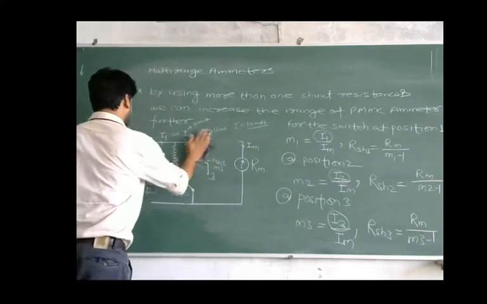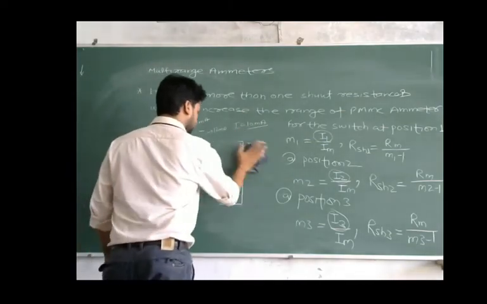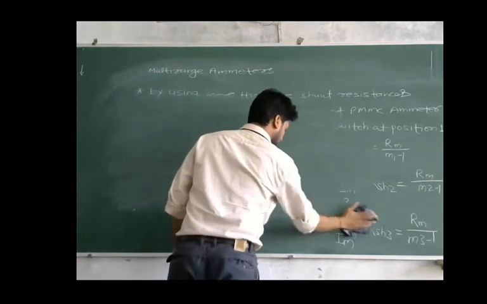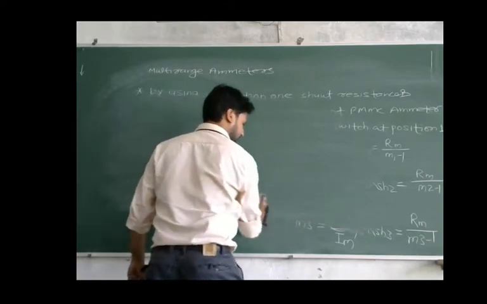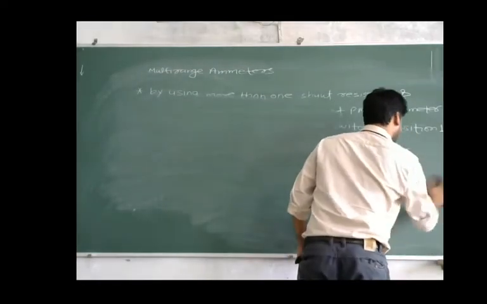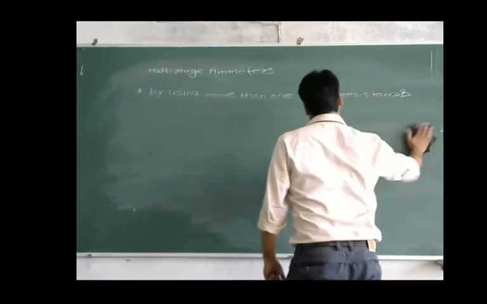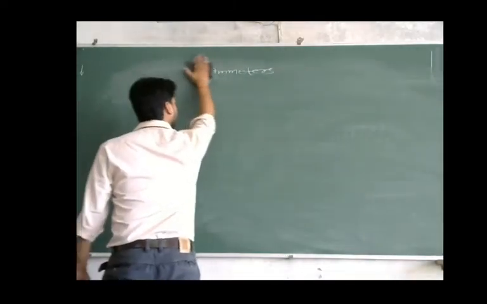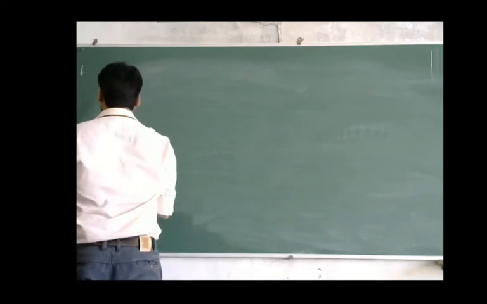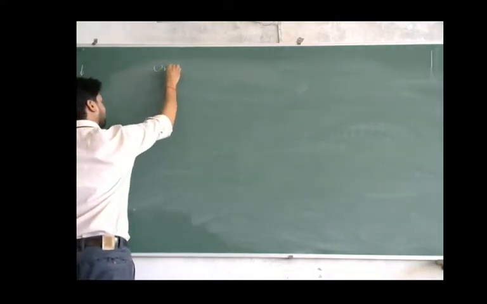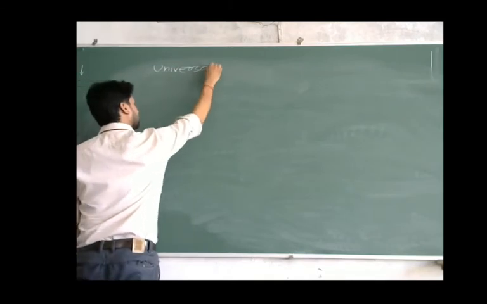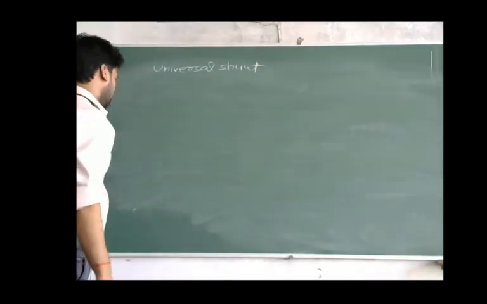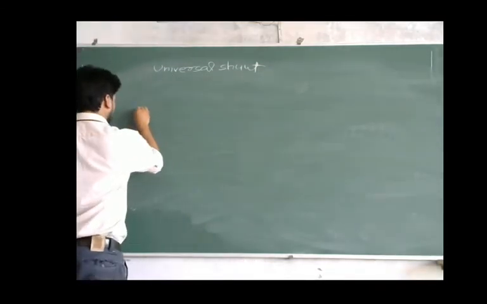There is another way to increase the range of the ammeter by using a universal shunt. By using a universal shunt, we can increase the range of the ammeter in this way.